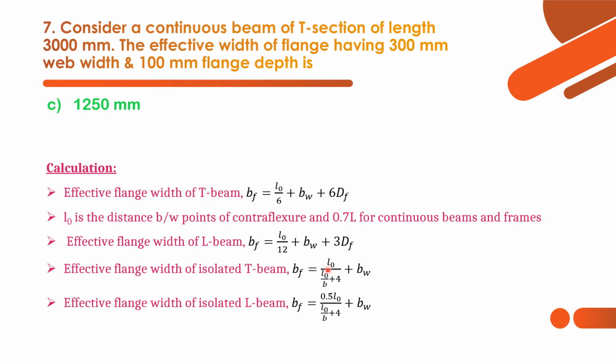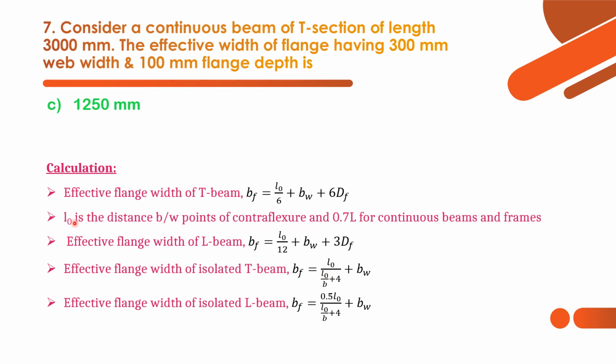In case of an L beam, how to calculate that? BF is equal to L naught by 12 plus BW plus 3 DF. In case of the effective flange width of an isolated T beam, BF is equal to L naught by (L naught by B plus 4) plus BW. And in case of an isolated L beam, BF is equal to 0.5 L naught by (L naught by B plus 4) plus BW. So these are the four formulas regarding the effective flange width of flanged beams. These four formulas are important to calculate the effective flange width of the corresponding beam sections.